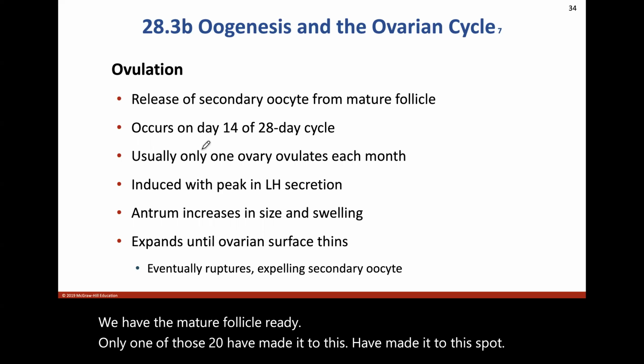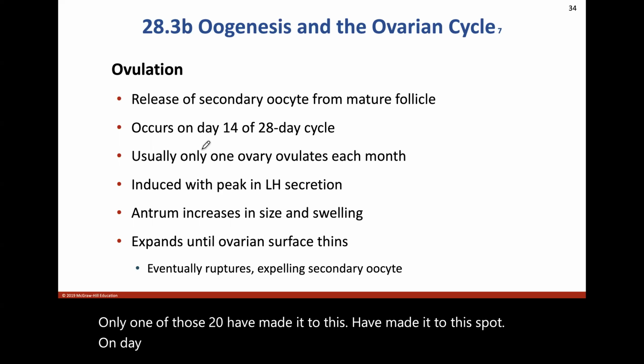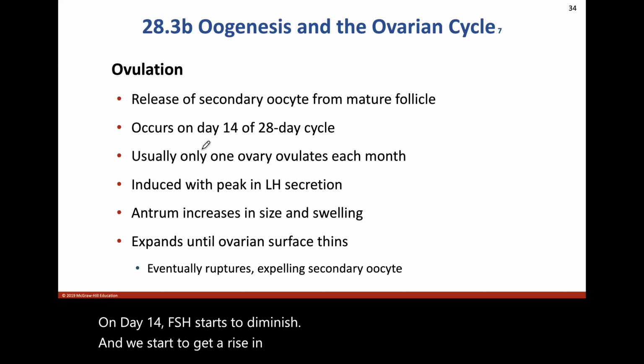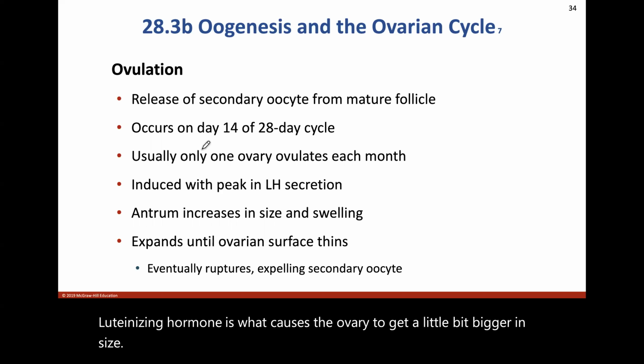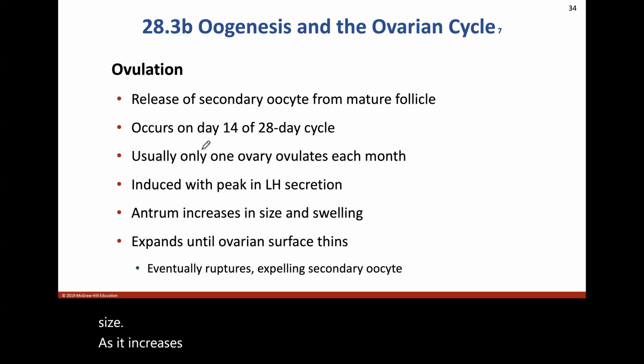On day 14, FSH starts to diminish, and we start to get a rise in luteinizing hormone. That's LH. Luteinizing hormone is what causes the ovary to get a little bit bigger in size. As it increases in size, that really causes the surface to thin out immensely.